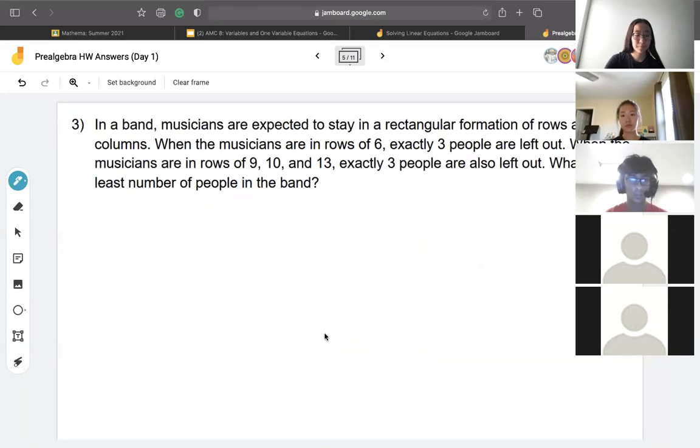Okay, so now we're on to question number 3. And in a band, musicians are expected to stay in a rectangular formation of rows and columns. When the musicians are in rows of 6, exactly 3 people are left out. And when the musicians are in rows of 9, 10, and 13, exactly 3 people are also left out. What is the least number of possible people in the band?